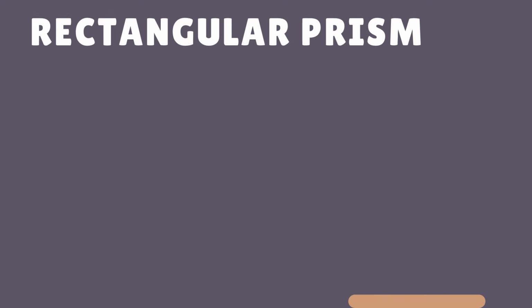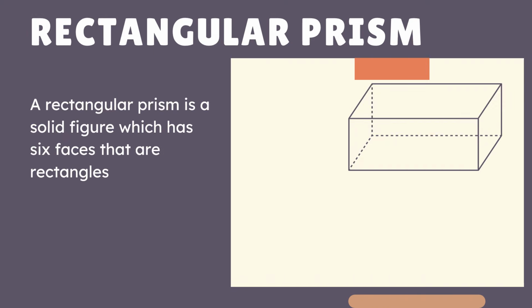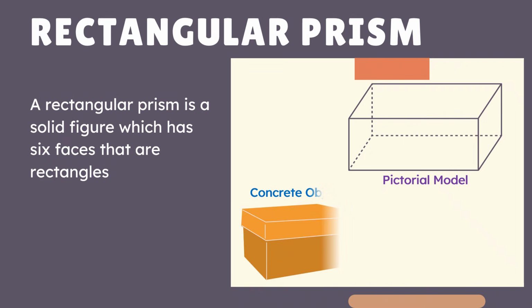The next solid figure that we're going to discuss is a rectangular prism. What is a rectangular prism? A rectangular prism is a solid figure which has 6 faces that are rectangles. This is the pictorial model of a rectangular prism, and this is the concrete object. Do you know what object this is? Alright, this is a shoebox.